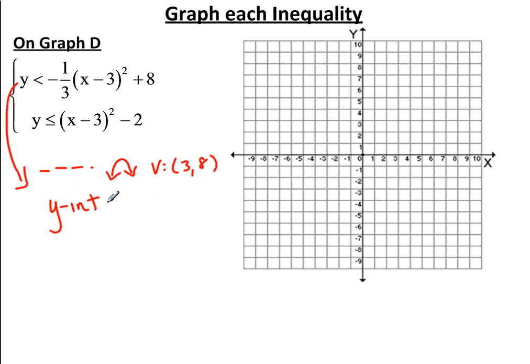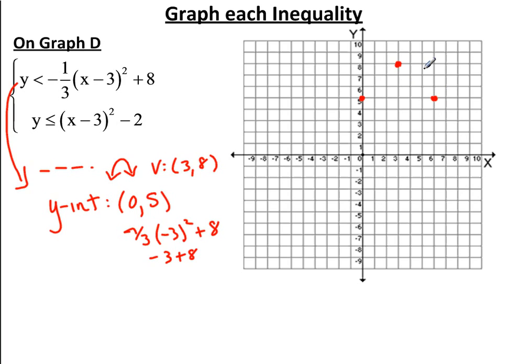I'm also going to find the y-intercept. The y-intercept is when x is 0. If I substitute 0 in for x, I'm going to get negative 1/3 times negative 3 squared plus 8. Well, negative 3 squared is 9. 9 times negative 1/3 is negative 3, plus 8 is 5. So I'm going to graph (3, 8). I'm going to graph a y-intercept of (0, 5), and I should see that this faces down, which means that at (6, 5), I'm going to have its symmetric point.